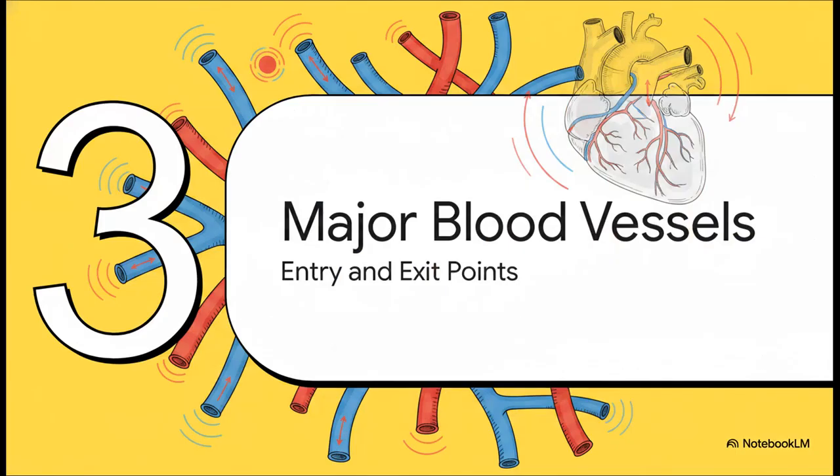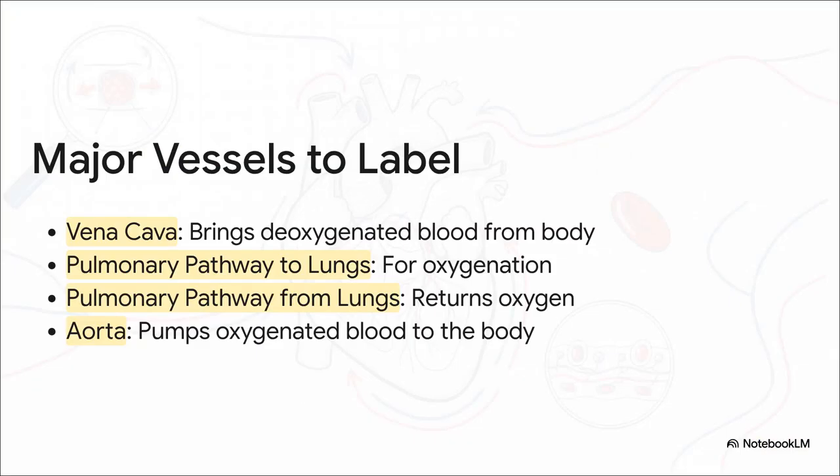Section 3. Labeling major blood vessels, the entry and exit points. Okay, so these four major vessels are absolutely critical. They're exactly what your examiner is going to be looking for, since they represent the vital entry and exit points of this whole transport system. First up, you have the vena cava. This acts as the main conduit bringing deoxygenated blood from the various parts of your body back into the heart. Then you've got the pulmonary pathways. One takes the impure blood out to the lungs to get oxygenated, and the other brings that freshly oxygenated blood right back. Finally, we label the aorta. This is the massive exit pipe that pumps all that rich, oxygenated blood out to nourish your entire system. When you're labeling your drawing, make sure you show the vena cava feeding into the top right and that massive aorta arching out from the top left.